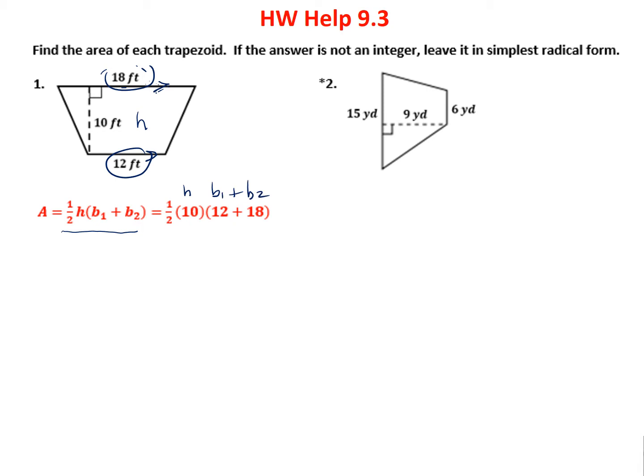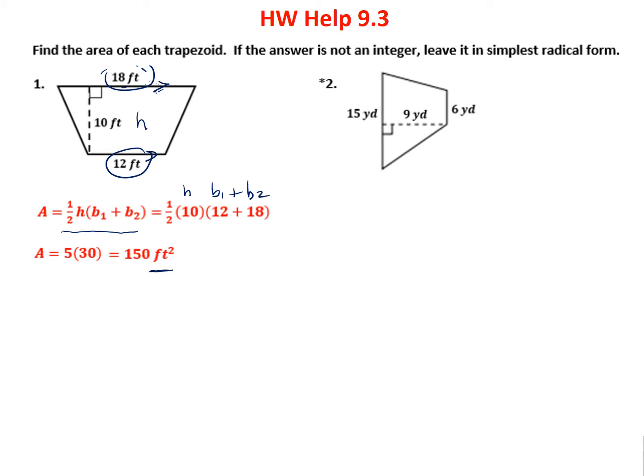And now we just add them up. Combine the 12 and the 18, add up to 30. Half of 10 is 5. 5 times 30 is 150. And remember, this is area, so our answer is in feet squared. How many squares fit into this trapezoid?